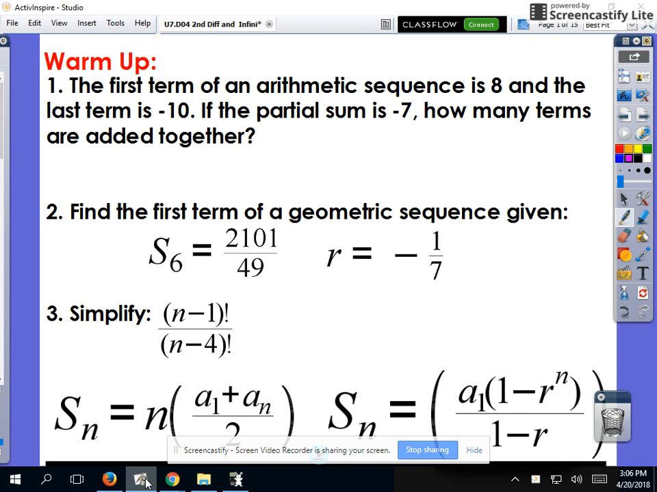Before you pause, let me explain a couple of things about this warm-up. There are two formulas at the bottom to help you. And for number 2, you're going to need your calculator. So go ahead and take 5 minutes to start on these 3 questions. Ready, go.